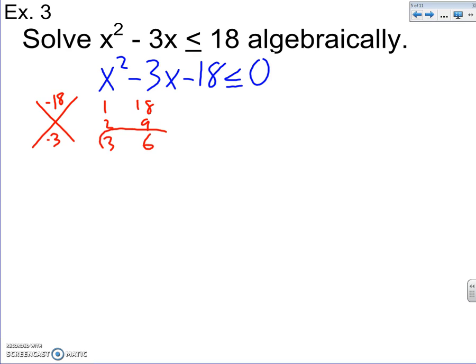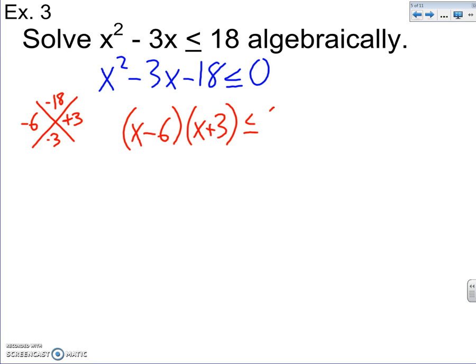Yeah, I can use 6 and 3. To get a negative 3, I need a negative 6 plus 3. And those two do multiply to negative 18. So this problem is the same thing as saying x minus 6 times x plus 3 equals 0.